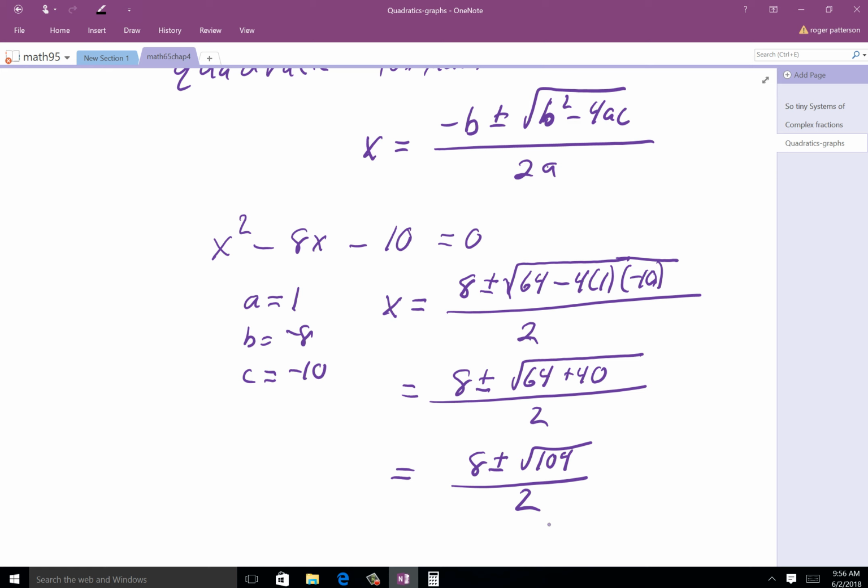How can you be happy with that? It doesn't really tell us anything. We want an exact answer, or not an exact answer, but an approximate. We'll put it in the calculator.